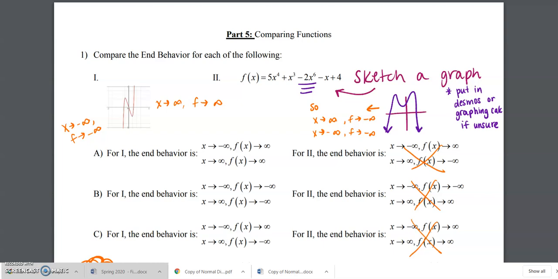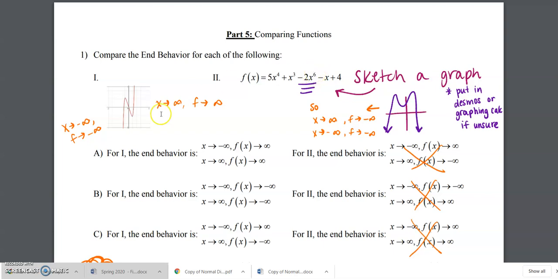So in number 1, we want to compare the end behavior for each of the following. Remember, the end behavior addresses what our y values are doing as we move to the left or to the right on a particular graph. So here we have two functions. We have a graphical representation of what appears to be a cubic function, and then we have an equation for a higher order polynomial. The leading term, in this case, has a highest exponent of 6.